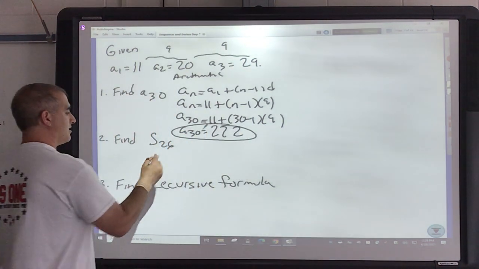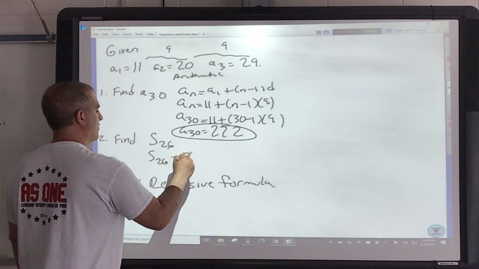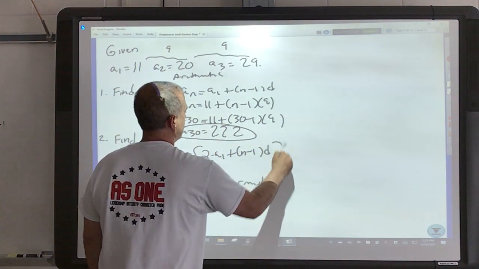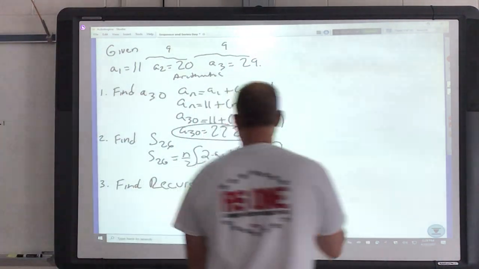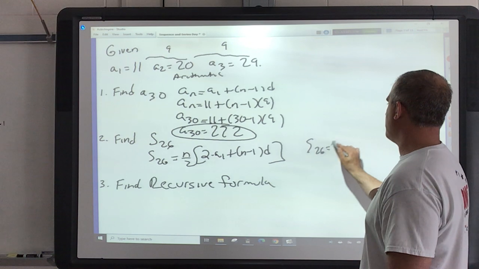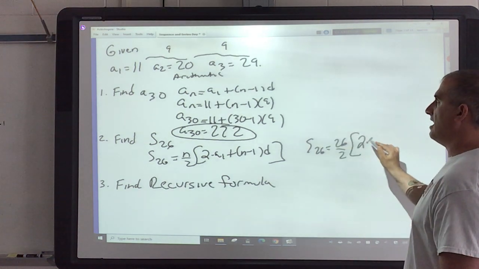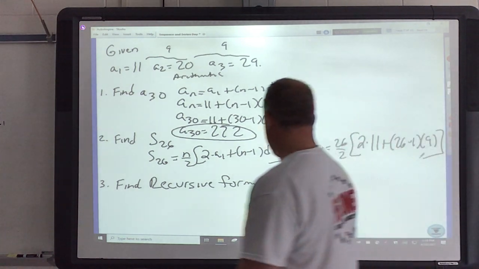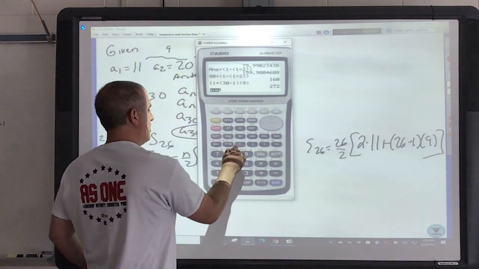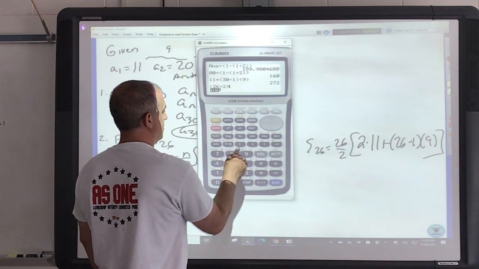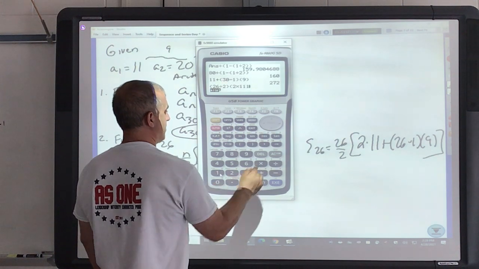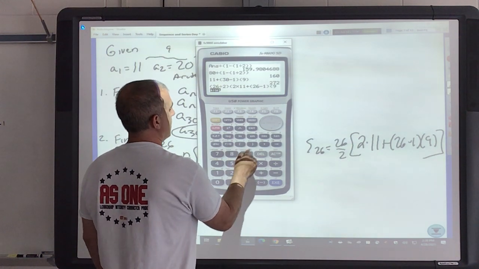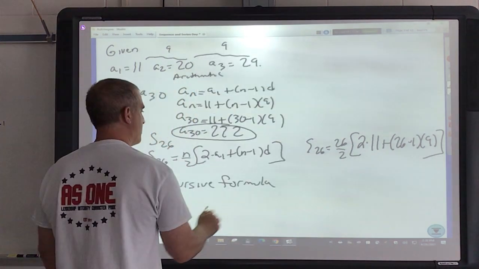Okay, S26, that formula would be n over 2 times (2 times A1 plus (n minus 1) times D). All right, so I go ahead and fill in 26 for that, so 26 over 2 times (2 times 11 plus (26 minus 1) times 9). Remember, if you do decide to type everything in at one time, you have to put parentheses around your fraction. 2 times 11 plus 26 minus 1 times 9, double close. That's going to be 3,211.